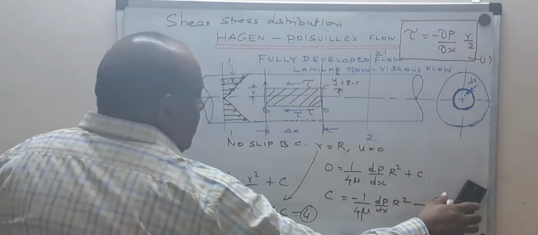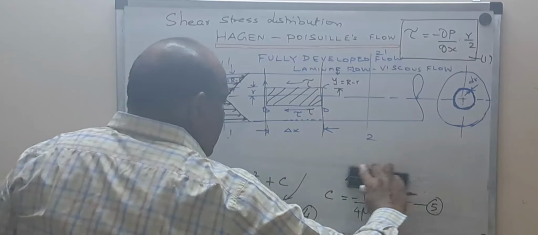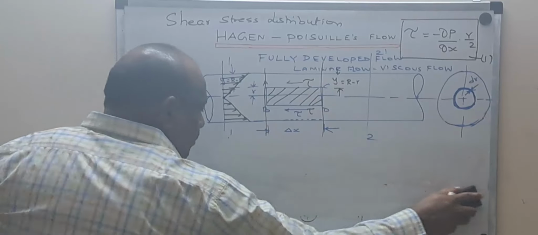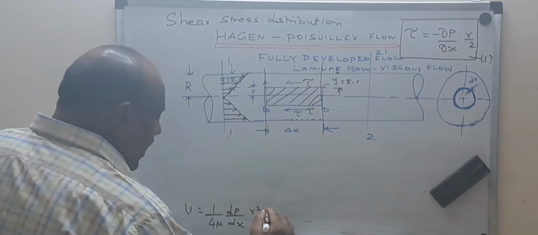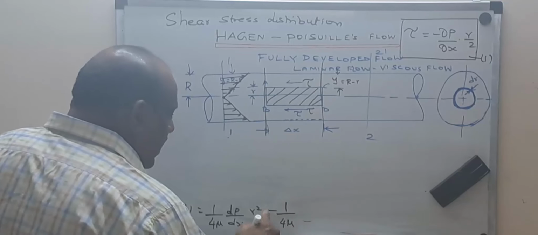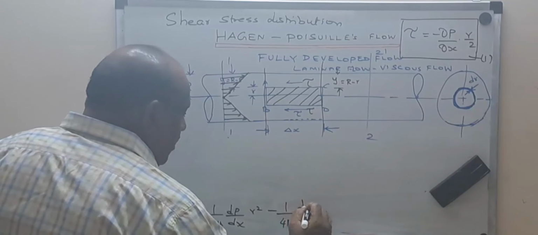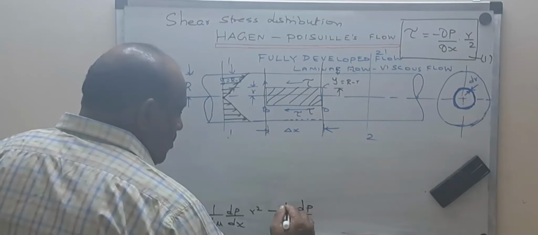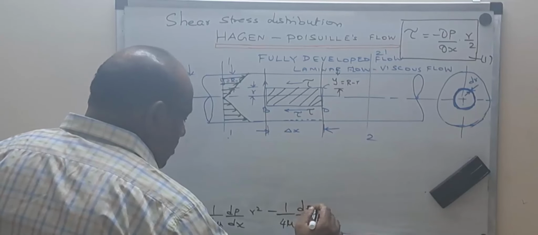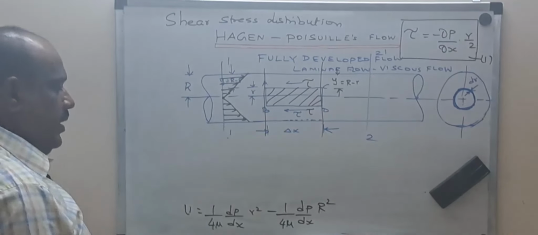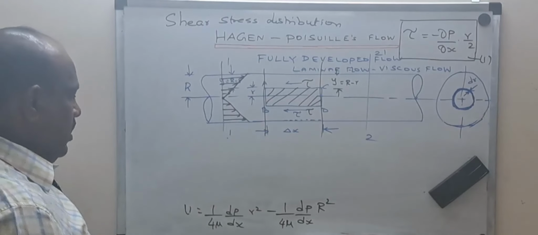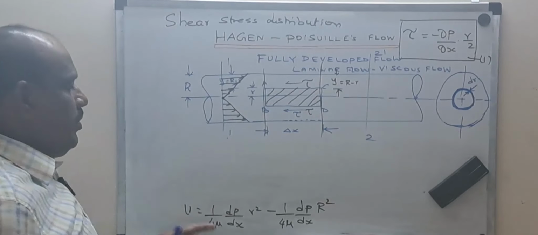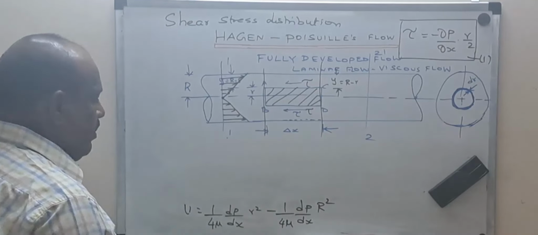We will further get some more solution. So instead of c, I can substitute this value now. Instead of this c, I am going to substitute minus 1 by 4 mu dp by dx of R squared. Why did this minus sign come? Because it is there in dp by dx. Generally it is advisable to have capital R squared as the first term because capital R is bigger than the small r. So we can interchange this term, and the same expression can be written another way.